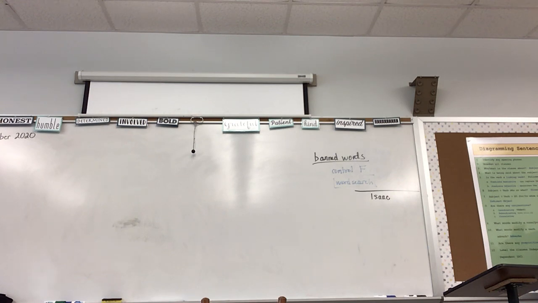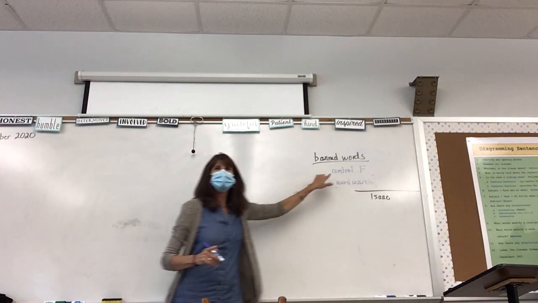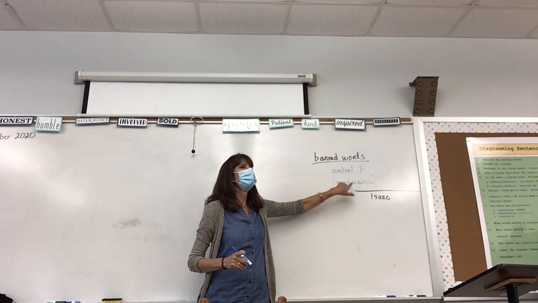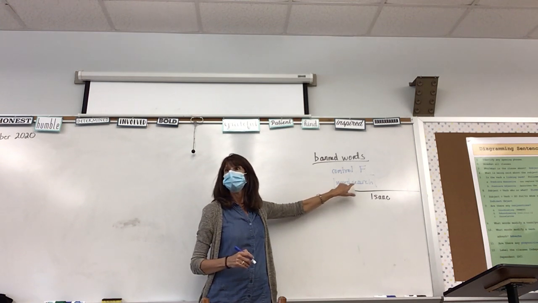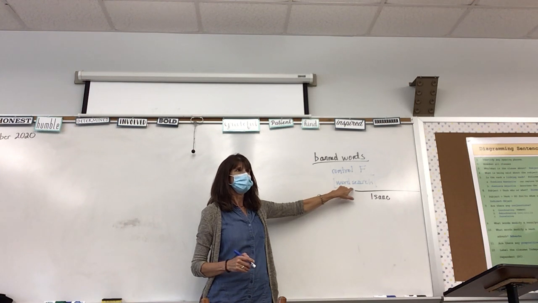So this is a neat little trick. When you go into your document, you can do Control F. It will pull up a little box. You could put a banned word in there, and it will highlight every case of it in your story. So that is a nice way that you can start pulling out banned words.